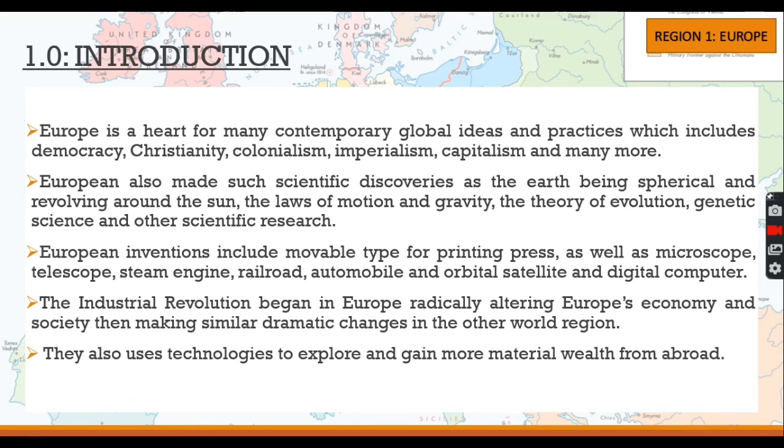Next, Europeans also made extraordinary scientific discoveries, such as the Earth being spherical and revolving around the Sun, genetic science, the theory of evolution, and many more. European inventions include movable type for the printing press, as well as the microscope, telescope, automobile, digital computer, and many more. If you want to know what movable type is, you can Google it, and it will show you photos of these items.